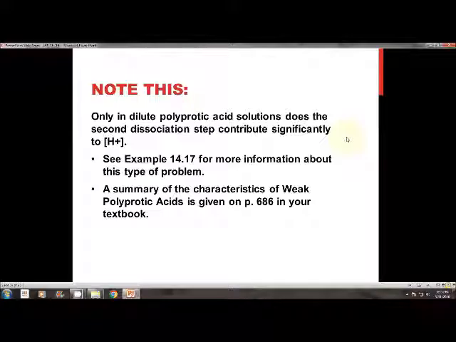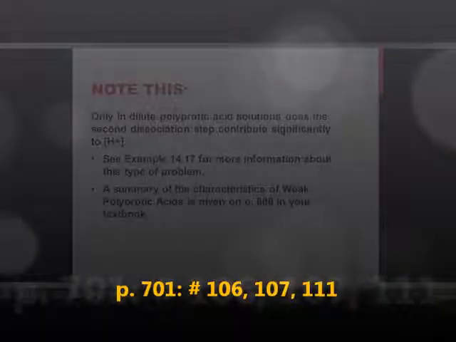If you need to see more examples of this, example 14.7 on page 684 in your textbook will help you with that. And there's also a summary of the characteristics of weak polyprotic acids on page 686 in your textbook if you want to check that out too. So our assignment problems this time are numbers 106, 107, and 111.